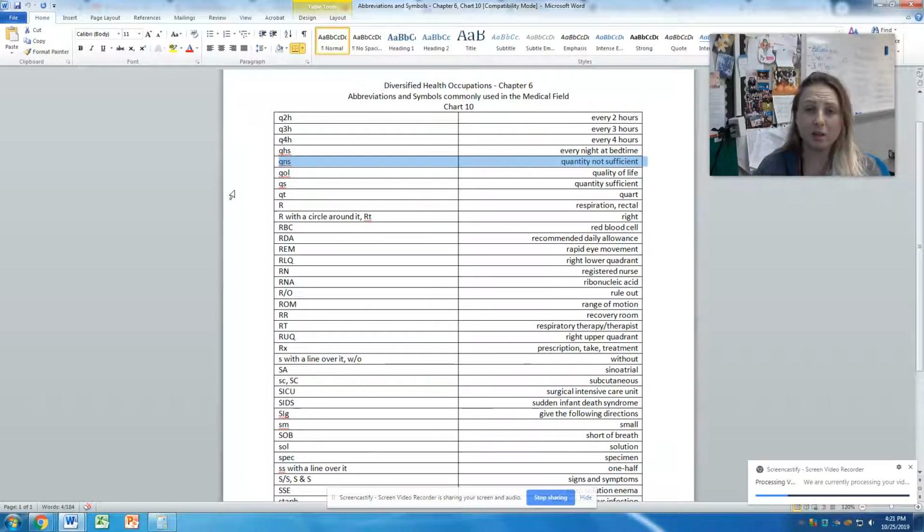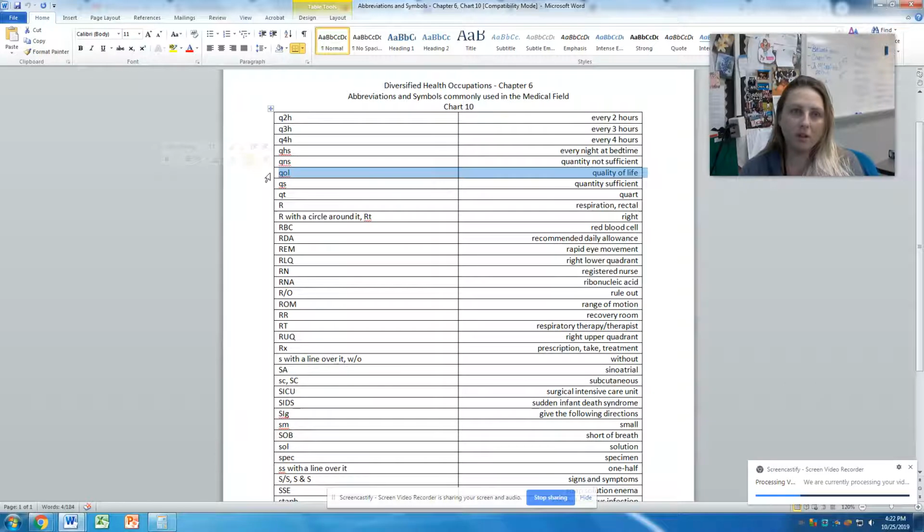sufficient. Quantity is a number. So for antibiotics, sometimes you have to have a certain dosage level, or you have to take them every so often, or for a certain amount of time, right? So if you don't have a high enough quantity of antibiotics in your system, it's not going to be sufficient. It's not going to work. If something is not sufficient, it's not effective, right? It's not enough.